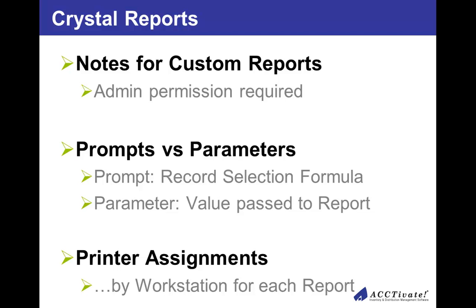So what you'll need to do is define for a report, such as a pick ticket or packing slip or purchase order, in the report catalog and configuration management, there's a printer assignments tab, which allows you to assign a specific printer. For this user, for this workstation, you can have that report always go to a specific printer.